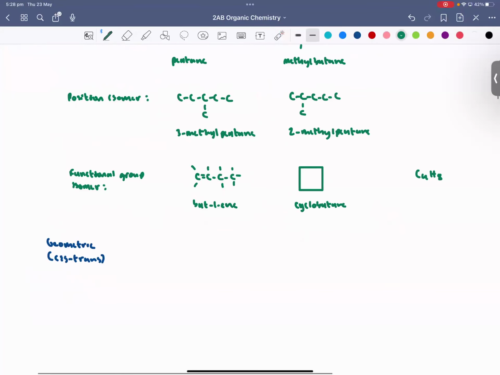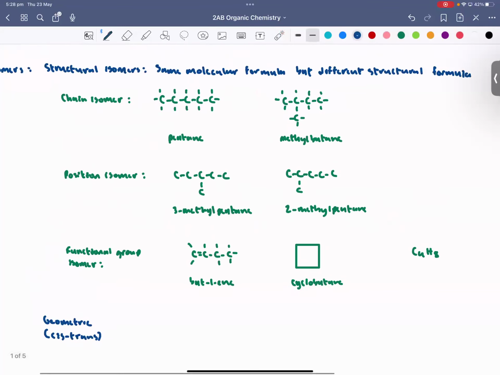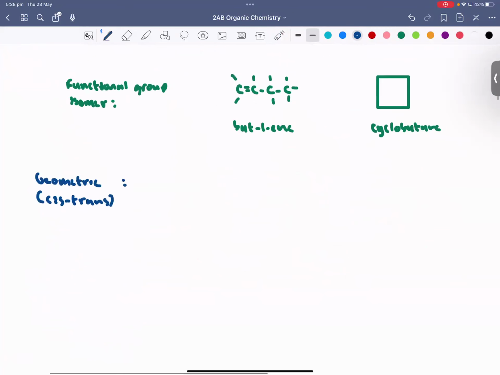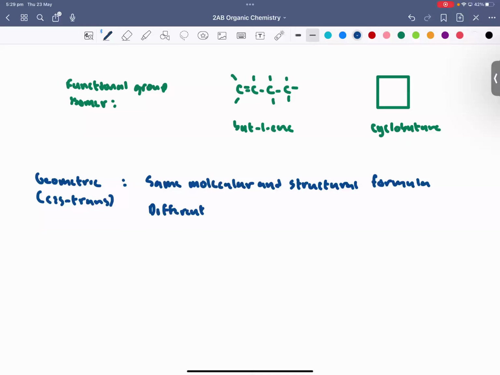And then you can have geometric isomerism only in what? Only in alkenes. You need to have an alkene to have geometric isomerism. So basically they have a different geometric formula. Same molecular and structural formula, but different geometric configuration. Different geometric configuration about the double bond.